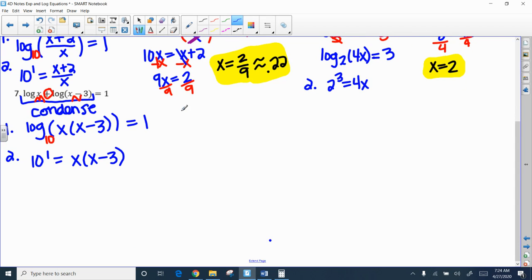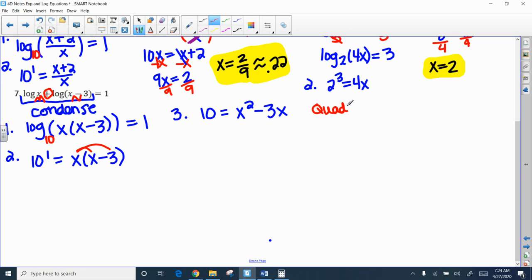In order to solve that, step 3 is to solve. Instead of writing 10 to the first, I'm just going to write 10. 10 to the first power is 10. And then, as I said here, I am going to distribute, and that's going to give me x squared minus 3x. Now, once again, this is a different type of equation to solve. This is a quadratic equation.